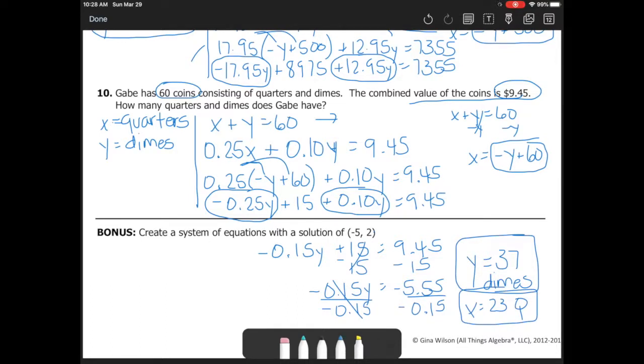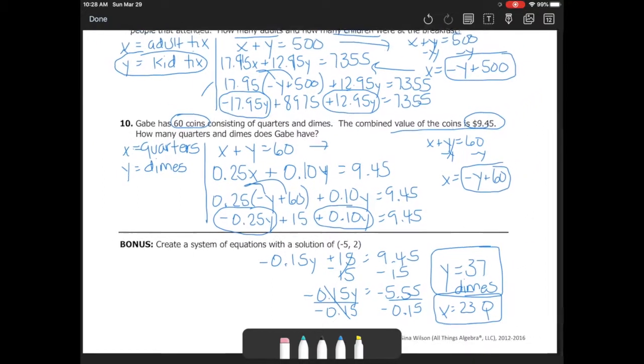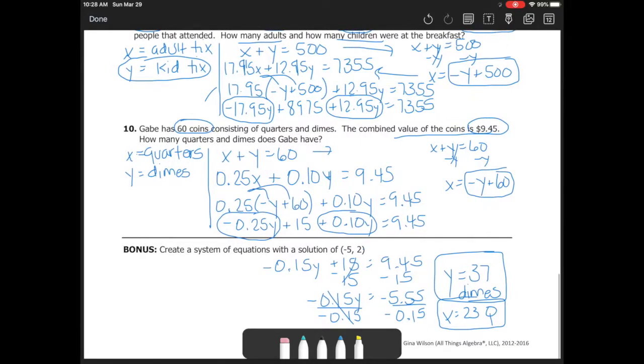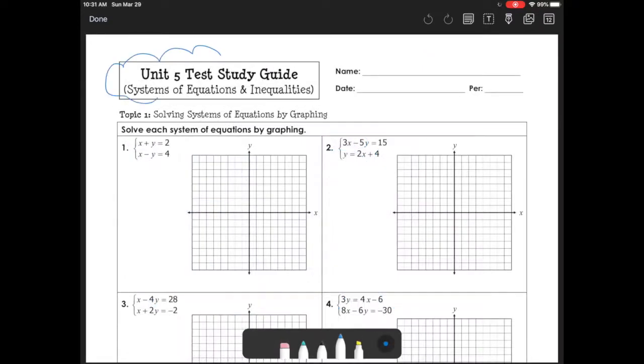That was Study Guide Day 1. If you have any questions about this part, leave them down below. If not, I'm going to pause the video for a second and come back with Study Guide Unit 5 Day 2. Let's take a look at what we've got here. It's the same thing, systems of equations, just more practice.